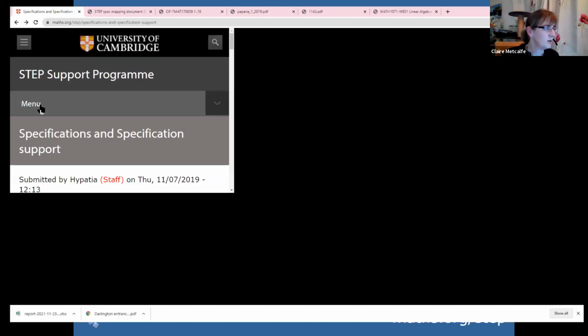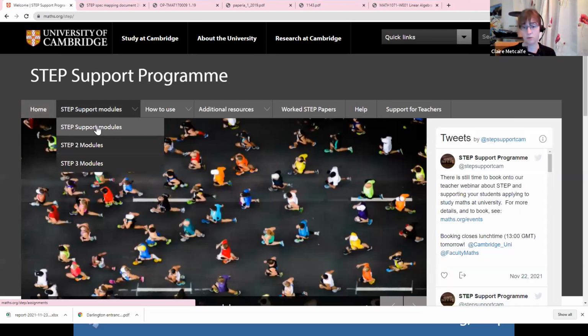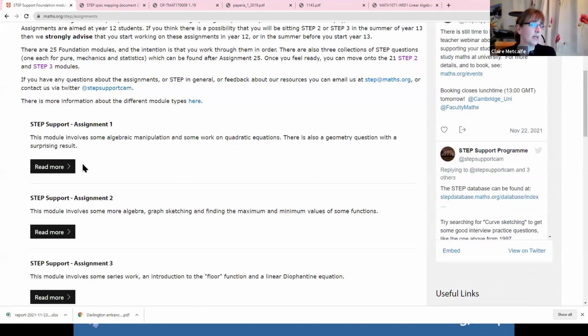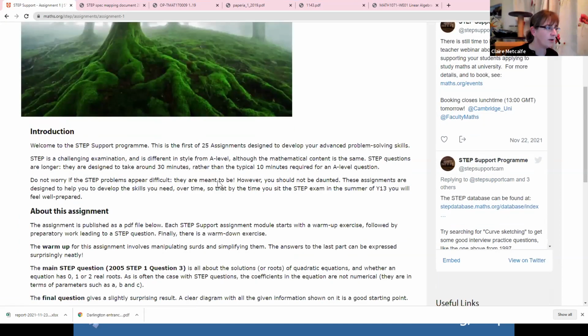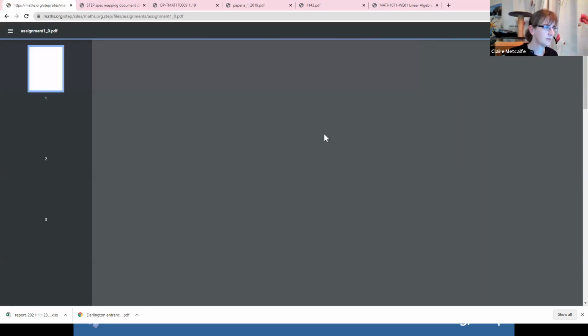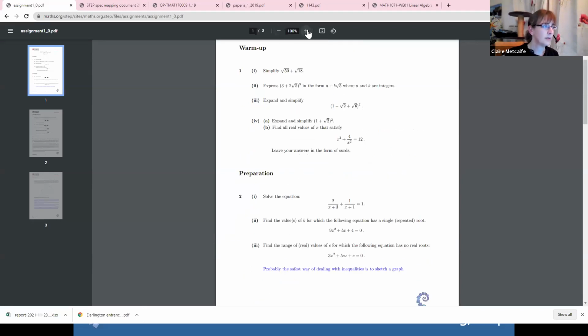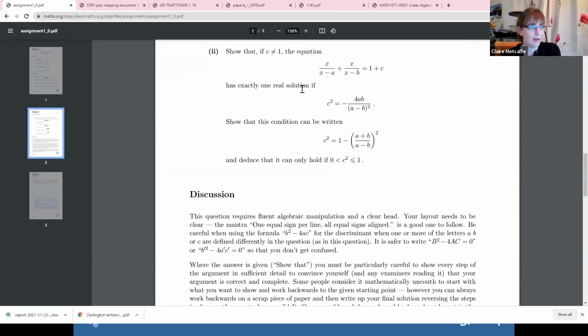So if you go back to the home, the step support modules, the foundation modules lie here. And there are 25 of them. There's also some collections of step 1 questions right at the end, which have some quite nice questions in them as well. And assignment 1, if we look at assignment 1, it's been a bit slow. There we go. Make it a bit bigger. You can see that assignment 1 is that step question that I talked about earlier on.